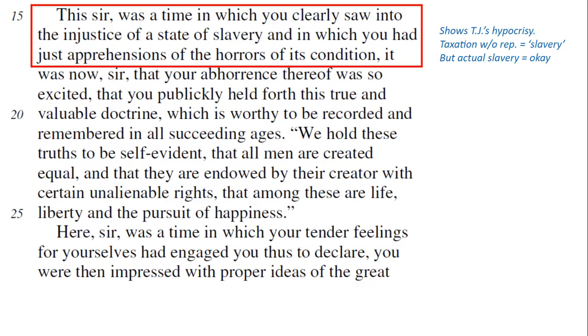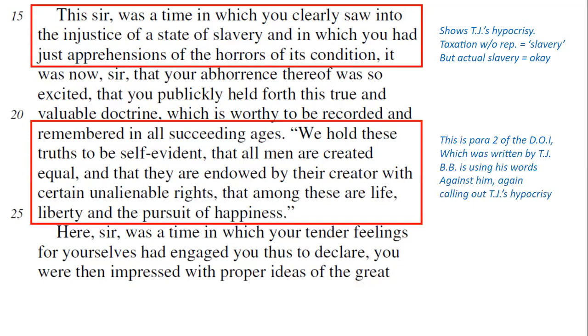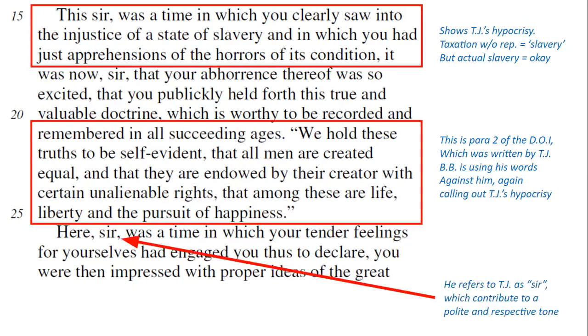That's being a hypocrite. Down here, lines 21 to 25, notice that he quotes very, very specifically some words here. He says, we hold these truths to be self-evident that all men are created equal. Now, why does he use that specific phrase? Because that is the second paragraph of the Declaration of Independence, which was written by Thomas Jefferson. In essence, Benjamin Banneker is using his words against him, again, calling him a hypocrite.